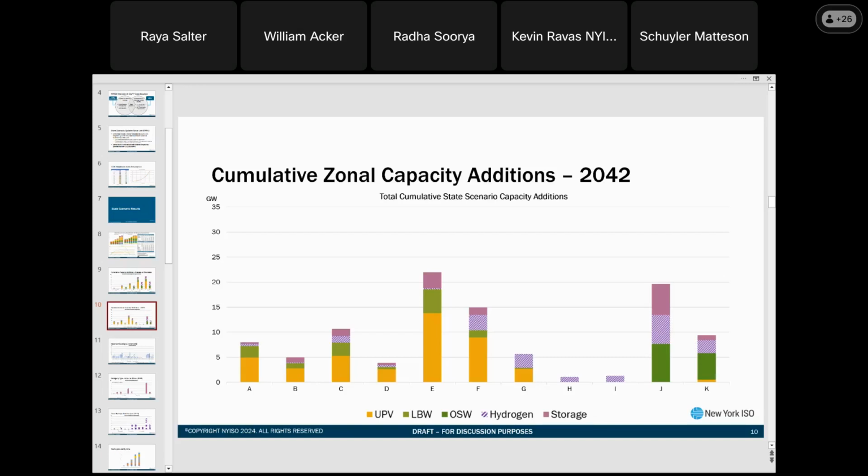So are you asking for the existing combustion resources in a given zone? You want a list of those resources? Yeah, by location.